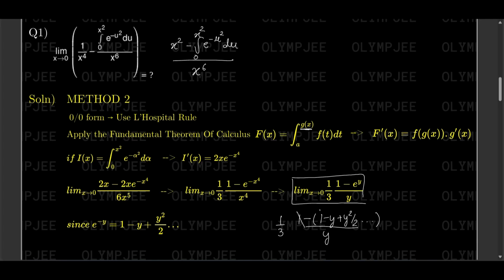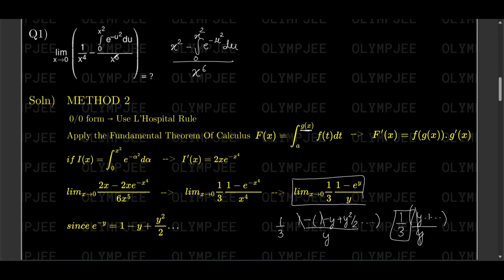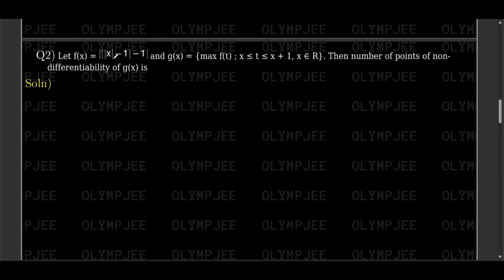So 1 and 1 will get cancelled. I will be left with plus y and some very small terms. So 1 by 3 multiplied by y plus some small terms which we can ignore, divided by y. So y and y get cancelled, so we are left with 1 by 3. So these were the two methods of solving this nice question. Moving on to question number 2.